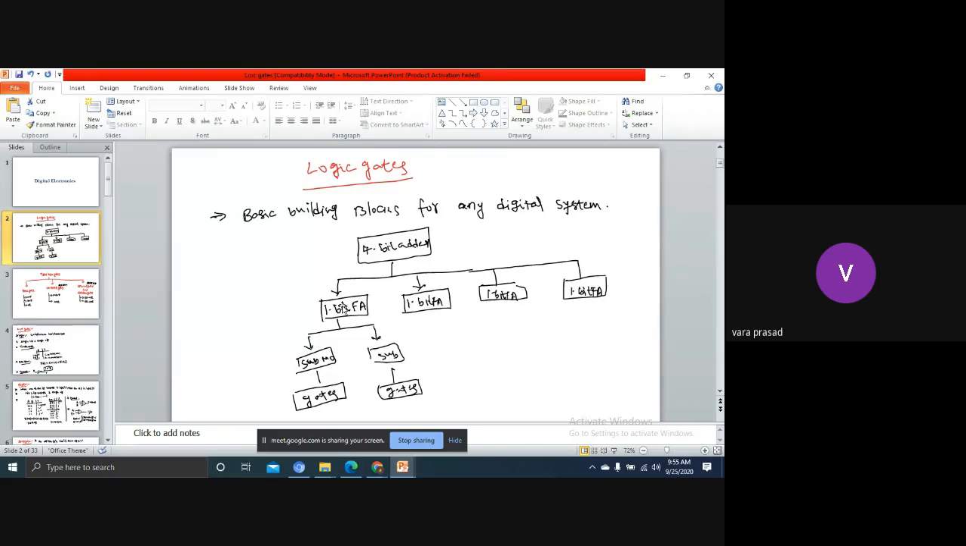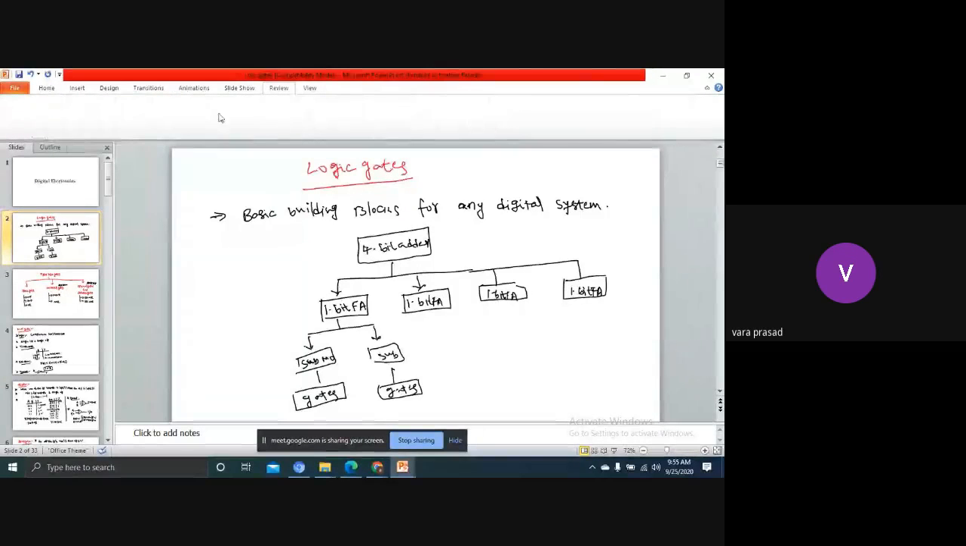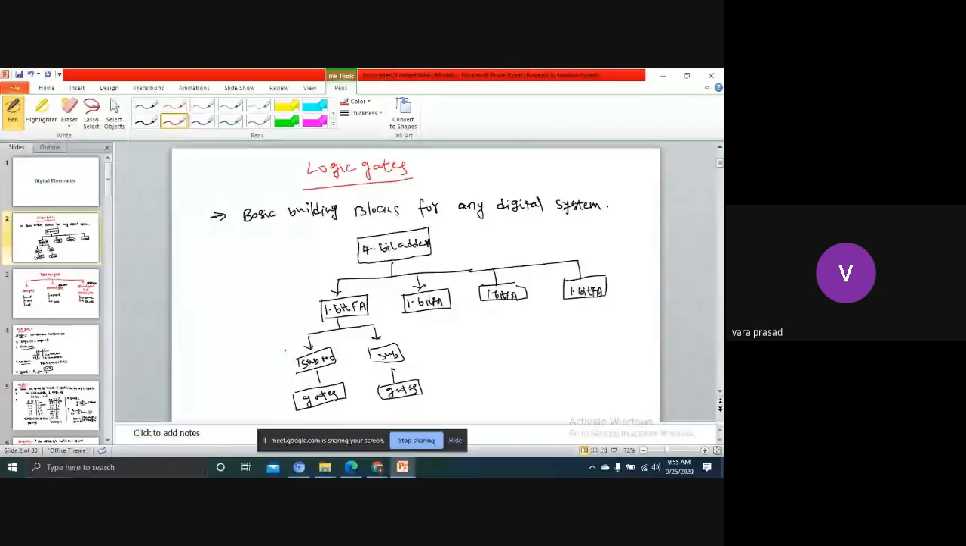To design a 4-bit adder, first we need four 1-bit full adders. In each 1-bit full adder, again I have to divide into submodules: a sum circuit and a carry circuit. To design the sum circuit, we need logic gates. To design the carry circuit, we need logic gates.